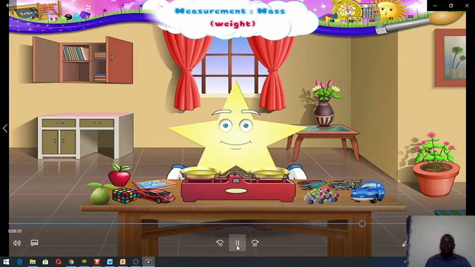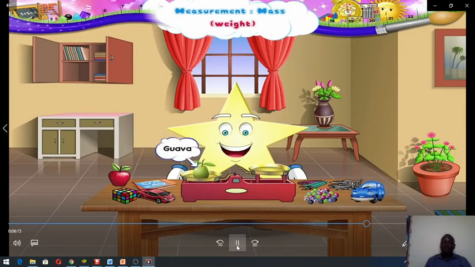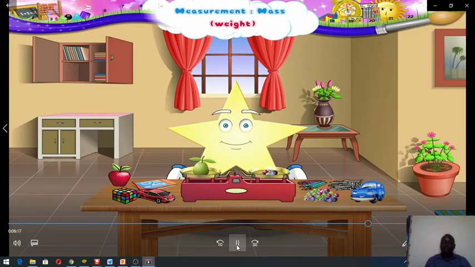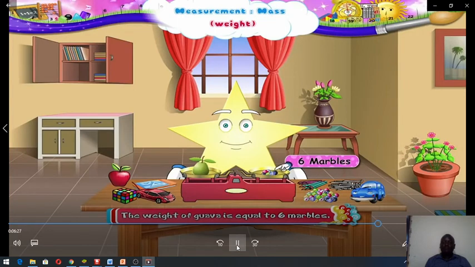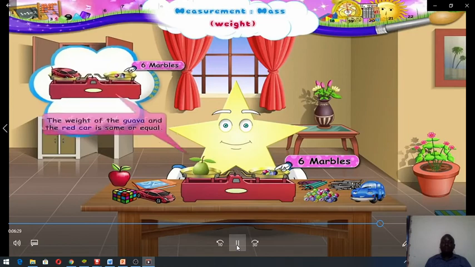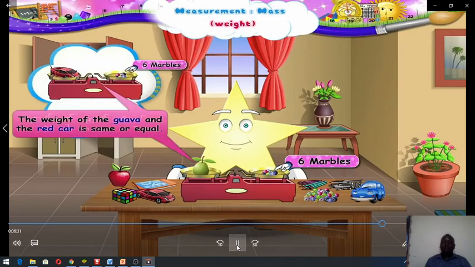Let us measure the last article. It is a guava. Can you tell its weight, Starry? Okay, the weight of the guava is equal to 6 marbles. Thus, the weight of the guava and the red car is same or equal.